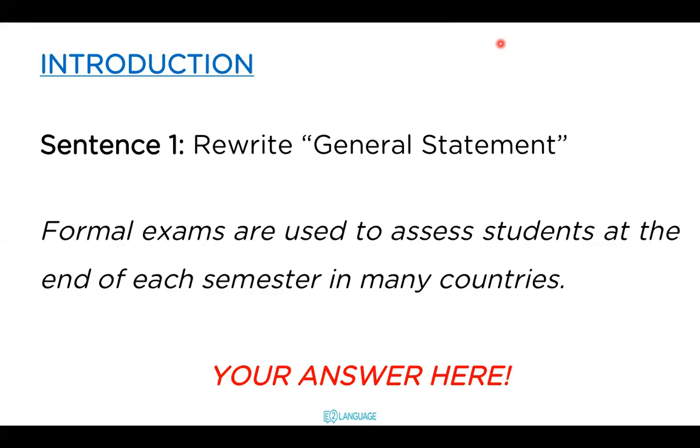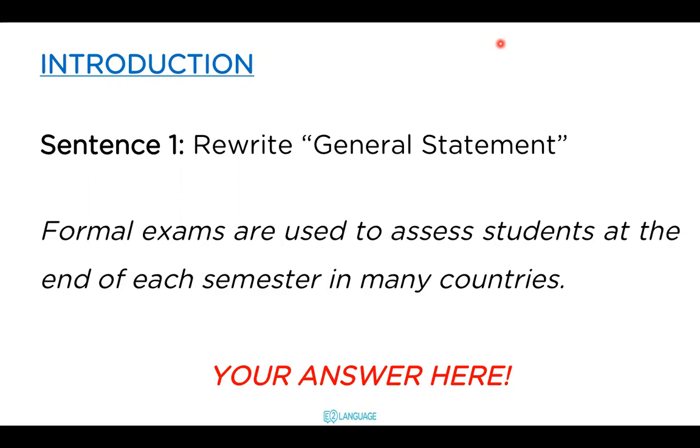Victor Jesus Belisario Lopez says, written testing systems are commonly applied in several countries. Oh, not quite, Victor. Several countries is very different to many countries. And we're talking about formal exams, so don't change it too much. You can just say formal exams or formal examinations. You have 1 minute left, by the way.